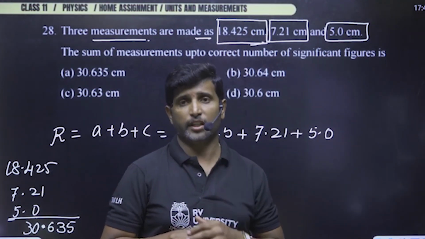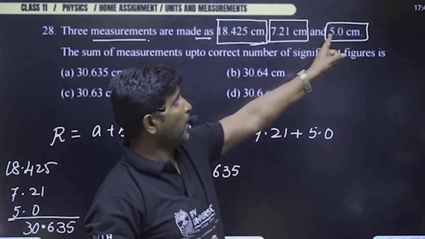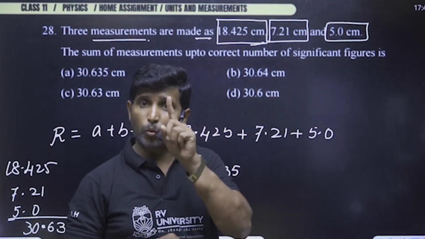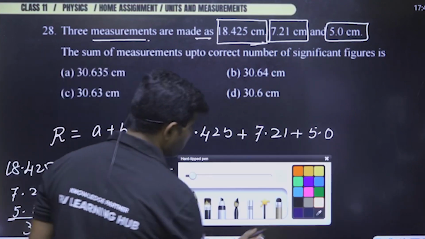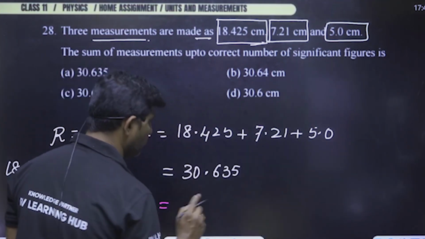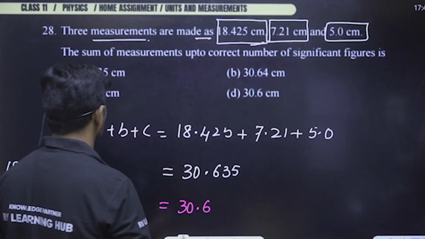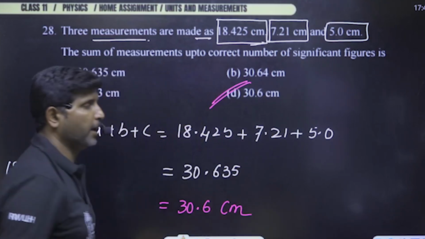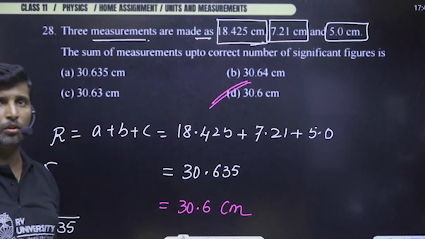So among the given values, 5.0 is a number having only one decimal place. Hence we have to give the final result to only one decimal place here, that is nothing but 30.6 centimeter. Hence we can go with option D as the right answer. Option D is the right answer. Okay, is it clear? I hope you understood this question.